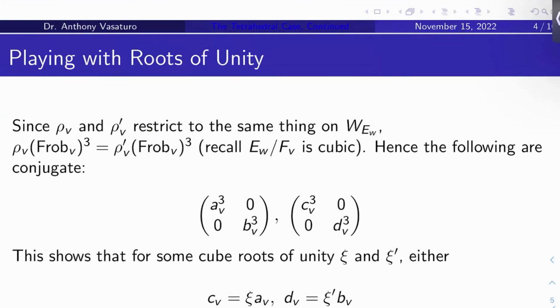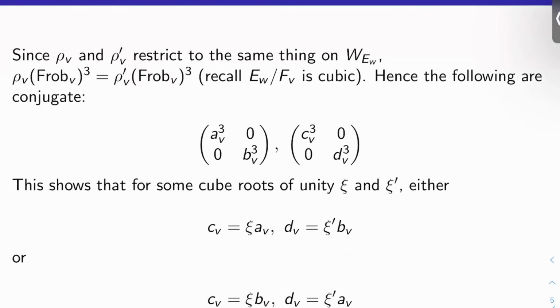Okay. Look, I already know by the discussion I just had with you that rho sub v and rho prime sub v restrict to the same thing on the local Weil group W sub E sub w. And in other words, or as a result, rather, rho sub v of Frobenius at v cubed is rho prime sub v of Frobenius at v cubed. This is because E sub w over F sub v is cubic. Okay. Well, that I know how to cube diagonal matrices all day.